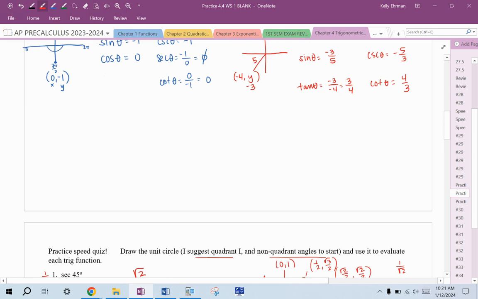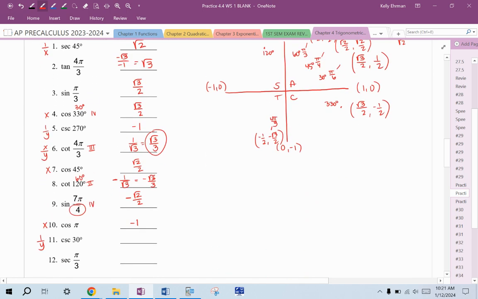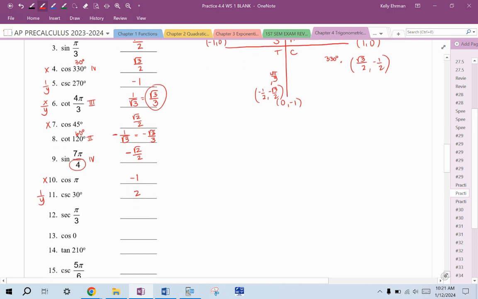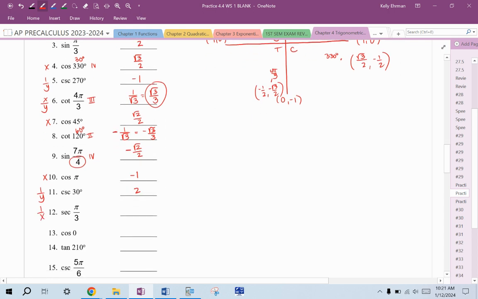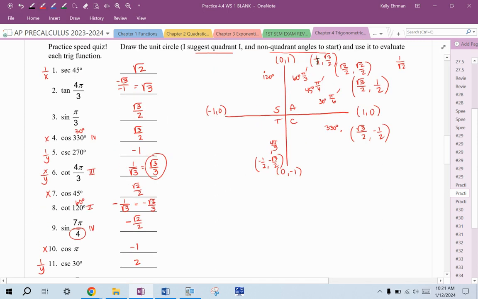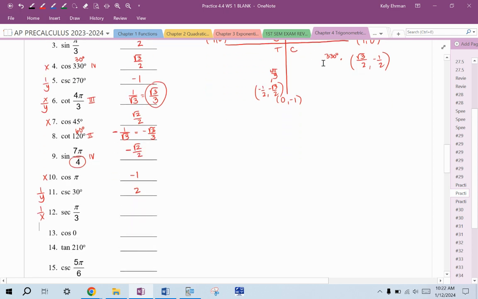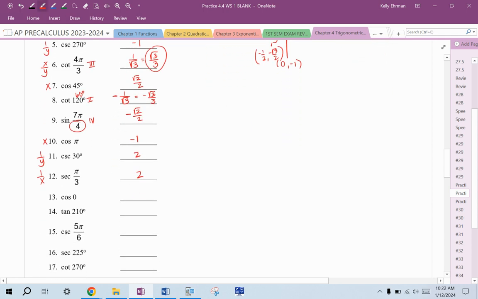At 30 degrees, the y value is 1/2. Flip that, you get 2. Flip the x value at 60 degrees, or pi over 3, I should say. So at pi over 3, if I flip at 60 degrees, the x value, I get 2 as well. The x value at 0 is 1.